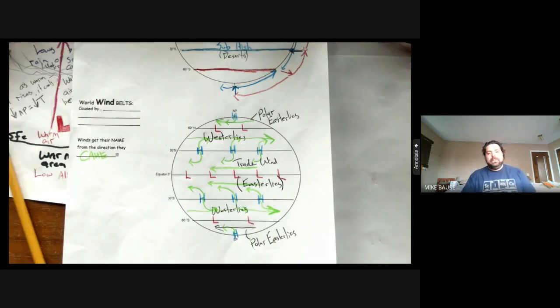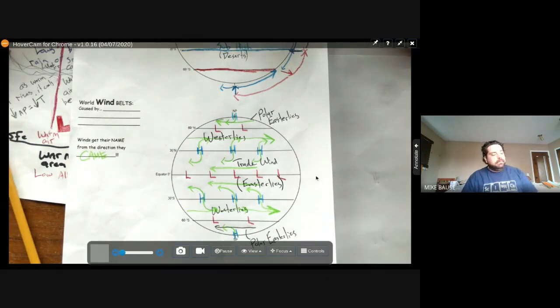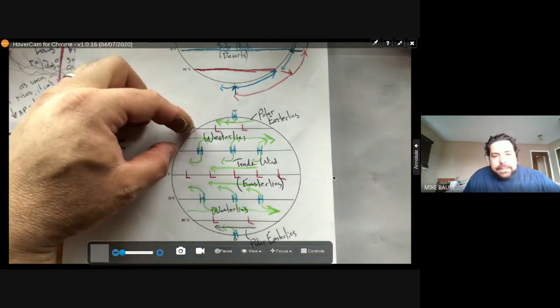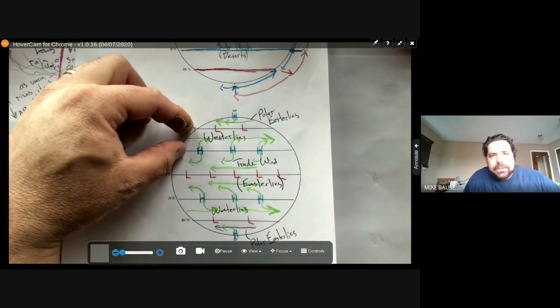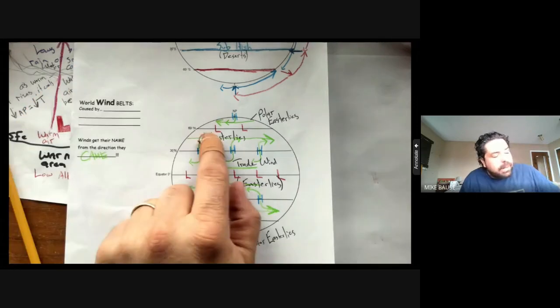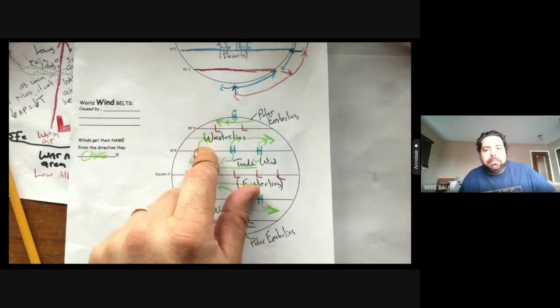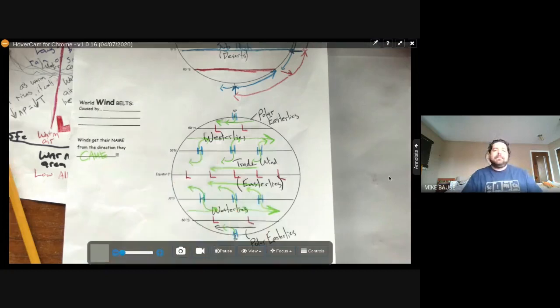Alrighty, folks. Here's the key. This is what's most important. 30 degrees to 60 degrees, all of continental United States. We get our air from the west and it moves to the east. There you go.